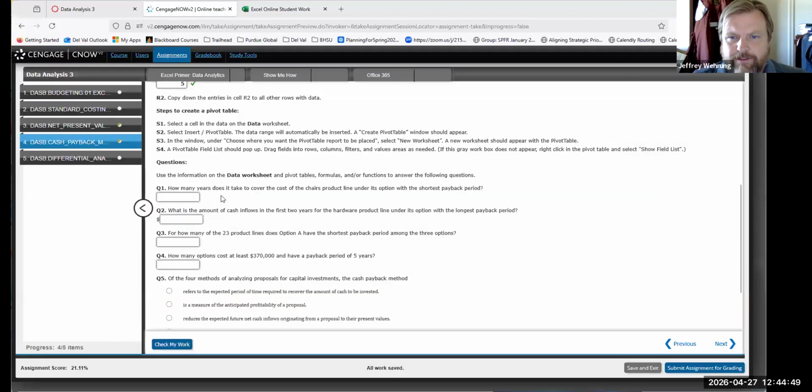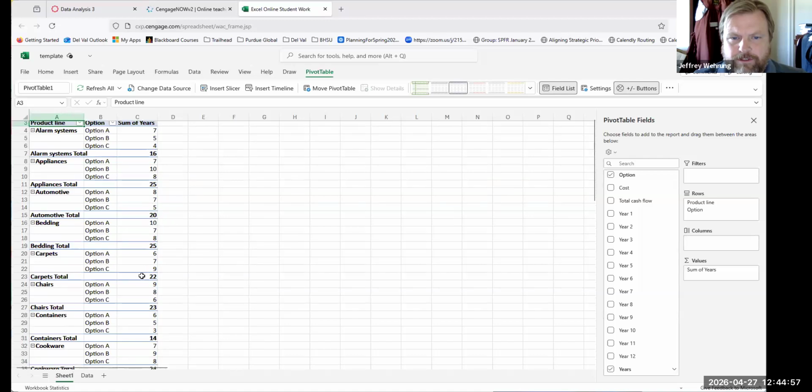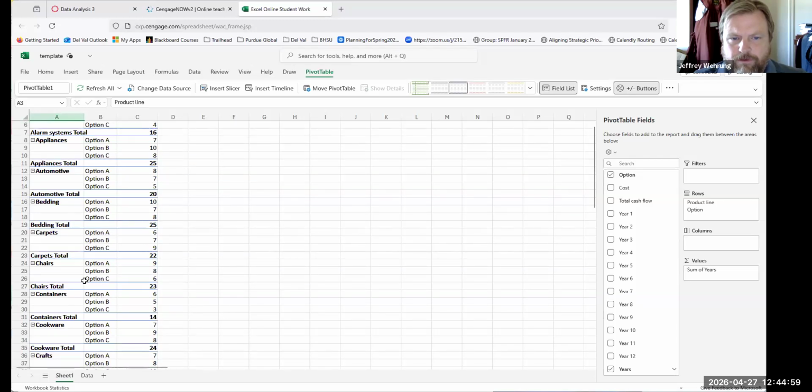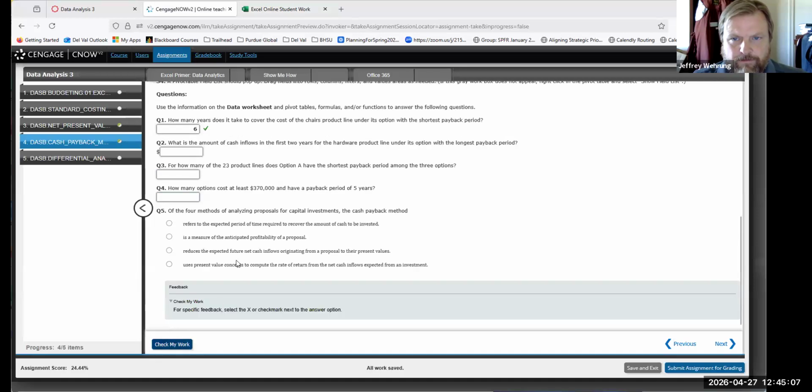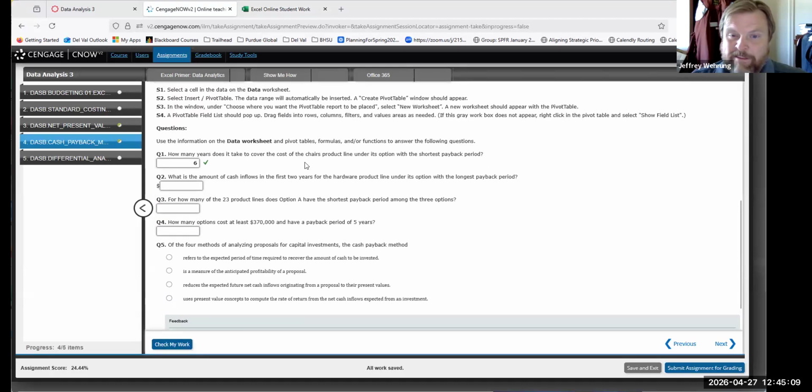Okay, how many years does it take to cover the cost of the chairs product line with its option with the shortest payback period? Okay, so here's chairs. And the shortest payback period is 6 years. Let's make sure that's what they're looking for. There we go. Okay. What is the amount of cash inflows in the first 2 years for the hardware product line under its option with the longest payback period?